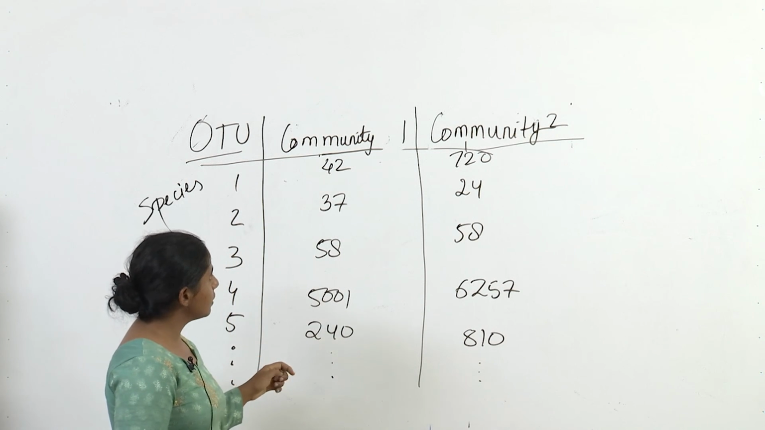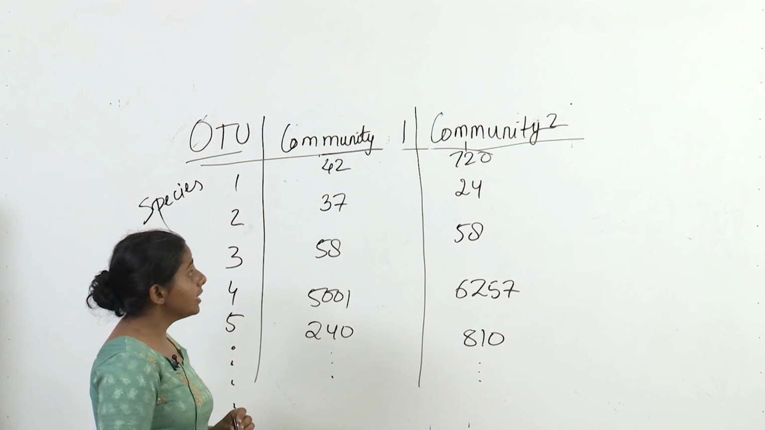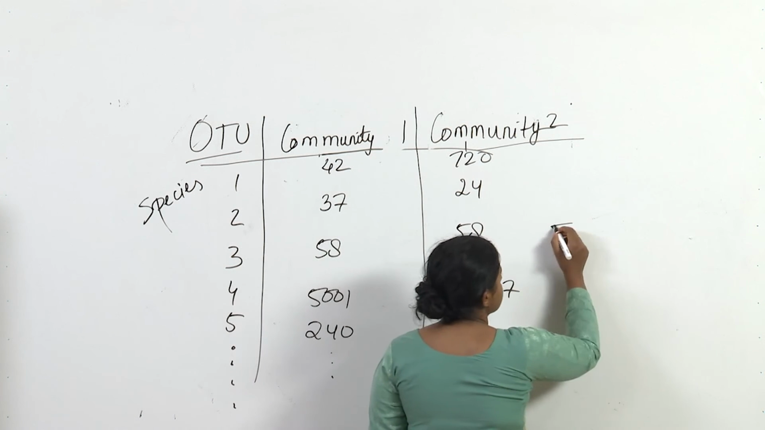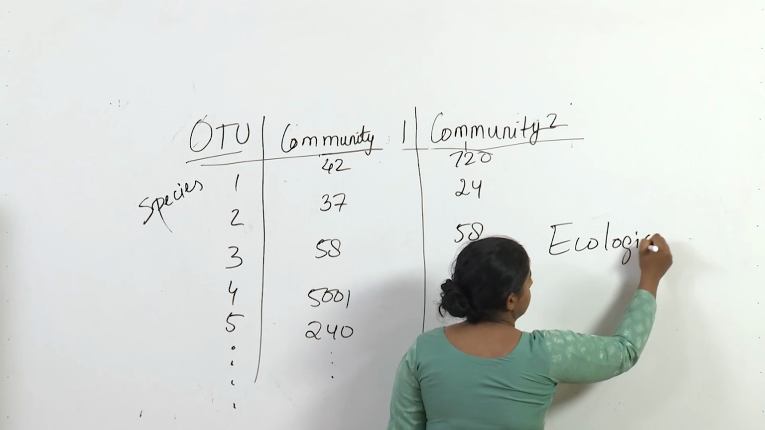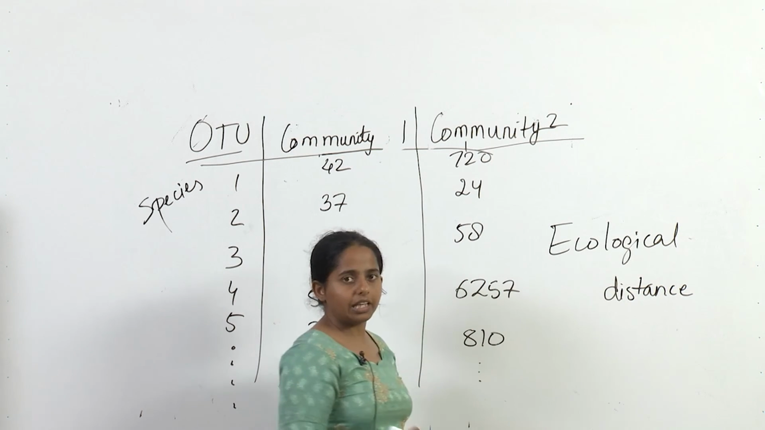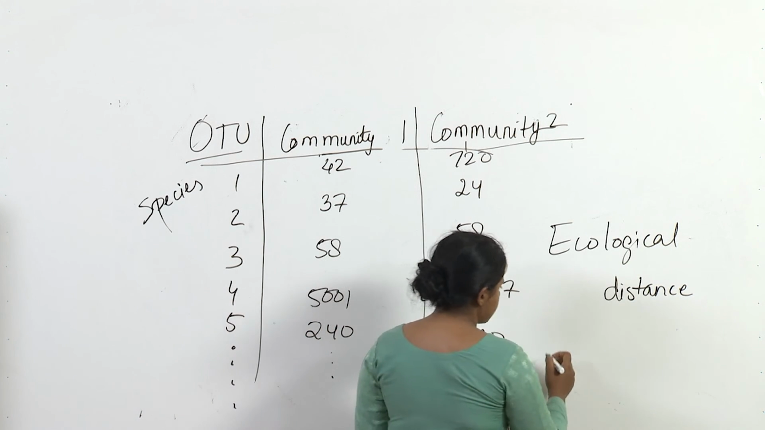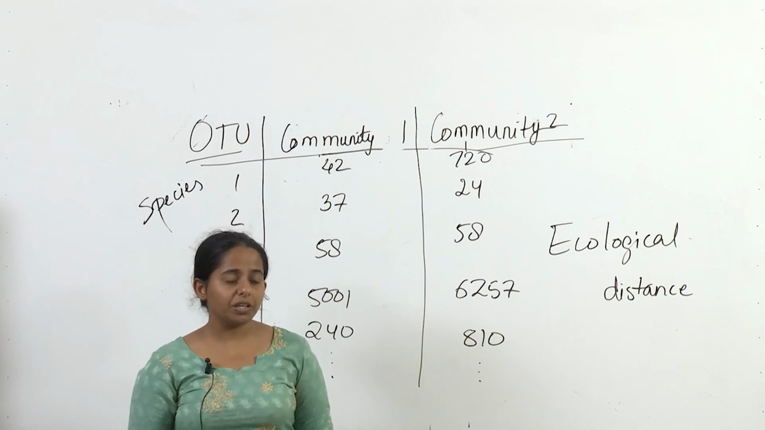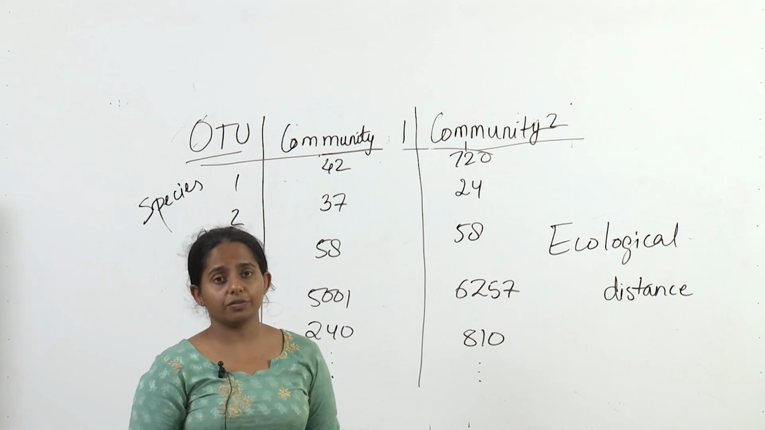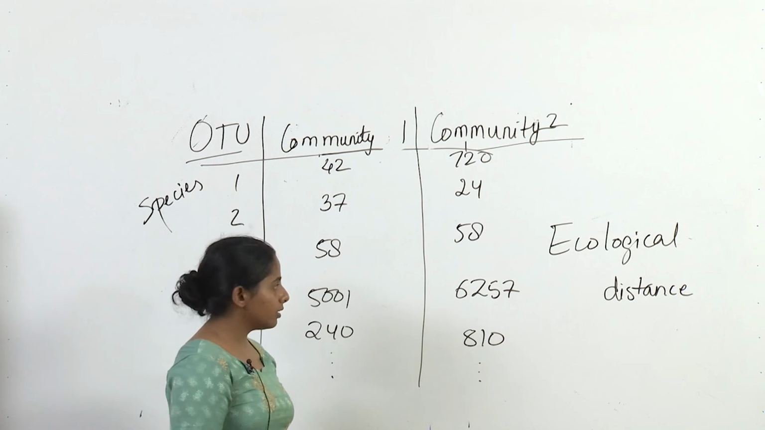Now, if I want to find out how similar community 1 and 2 are to each other or how dissimilar they are, then there are indices that will help me find that out, and these are known as ecological distances. Some of them that I can name to give you a direction to move on are Bray-Curtis distance, Euclidean distance, and if you look up the vegan package in R, which is a software, you will find a list of many different ecological distances that help me understand how similar or dissimilar the microbes are to each other.